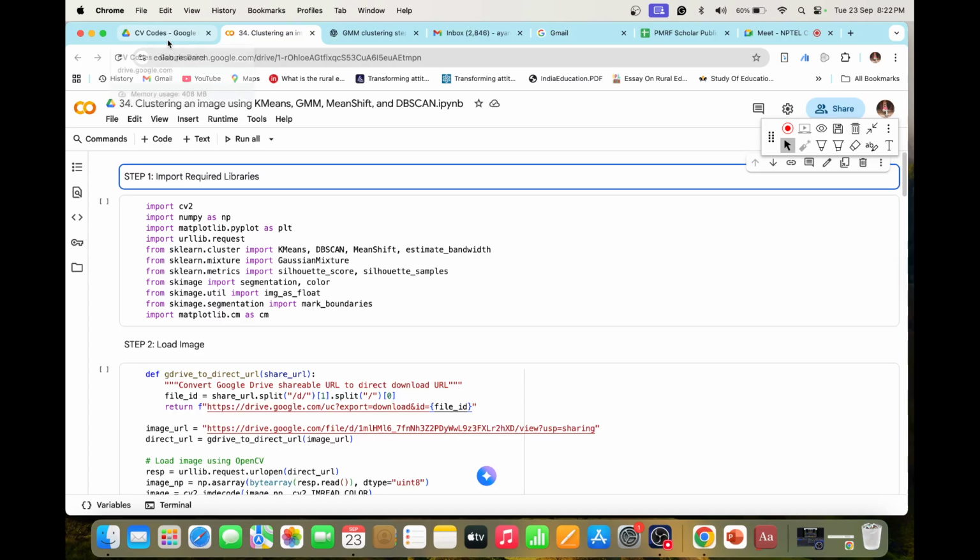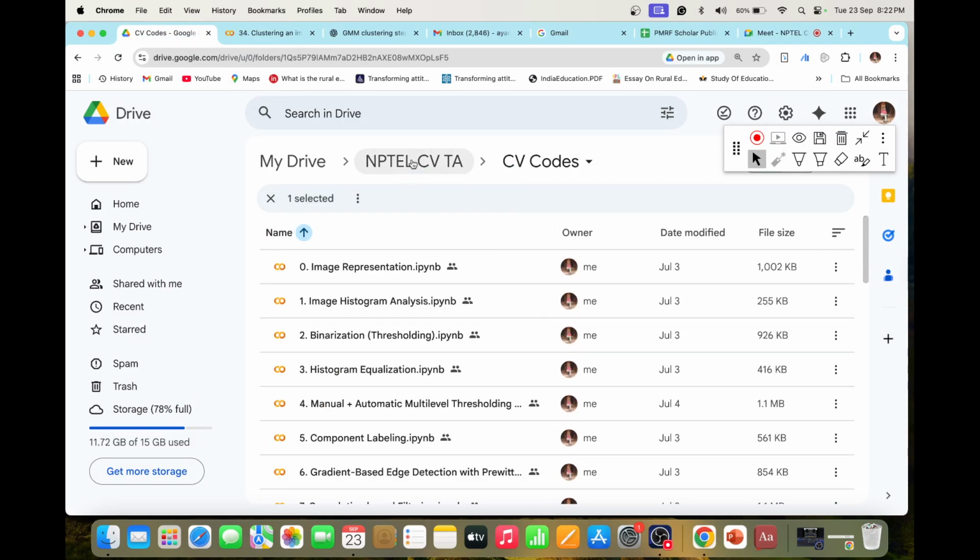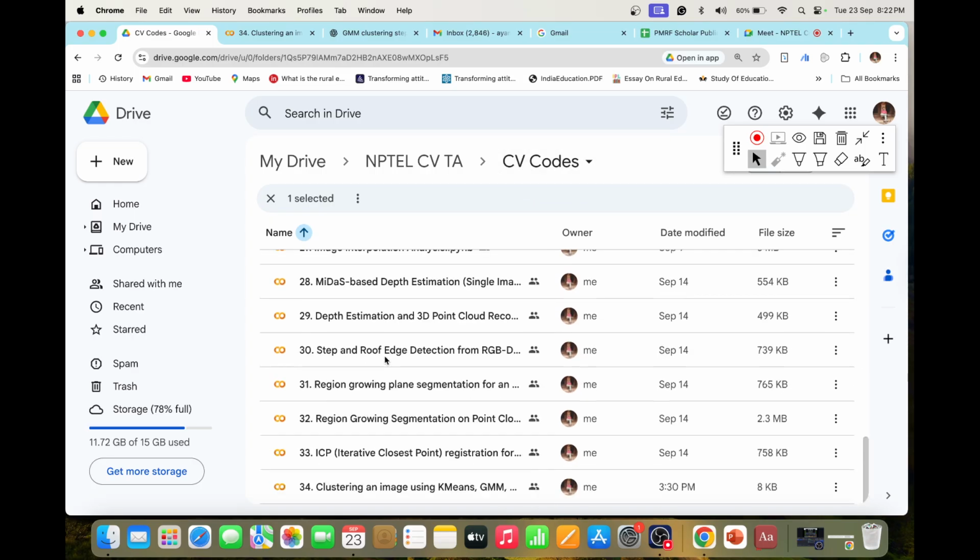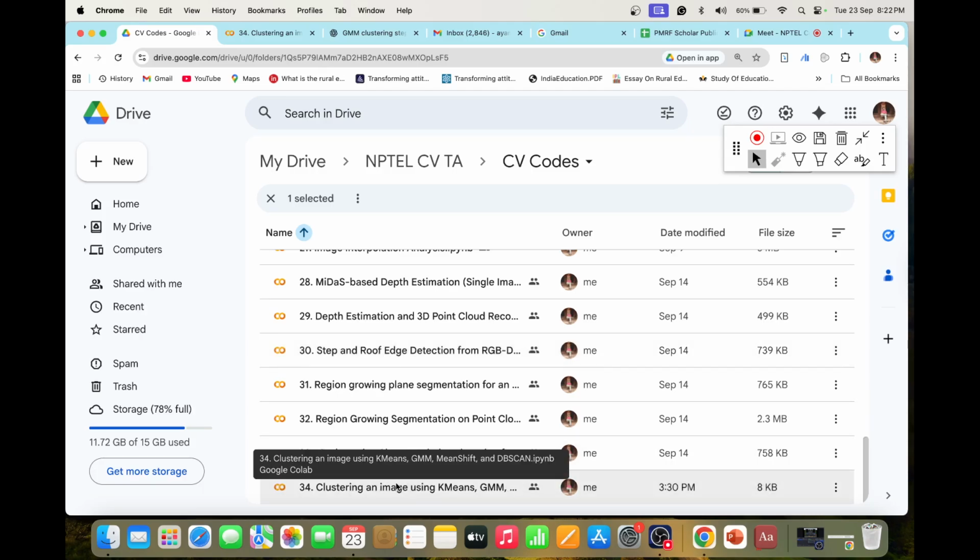All these codes are available in your NPTEL CV folder and the CV code folder. You can check the last code for clustering, open this code and play with it.